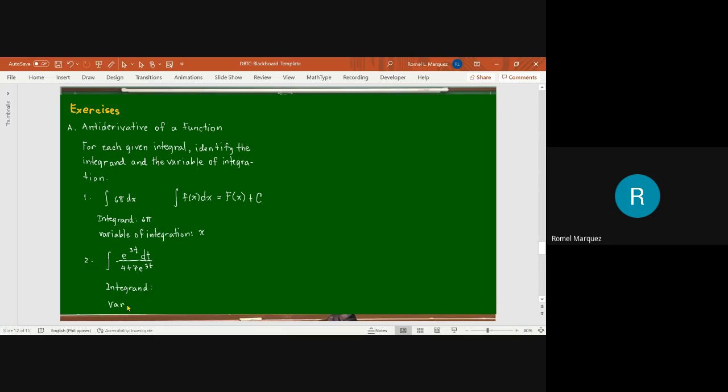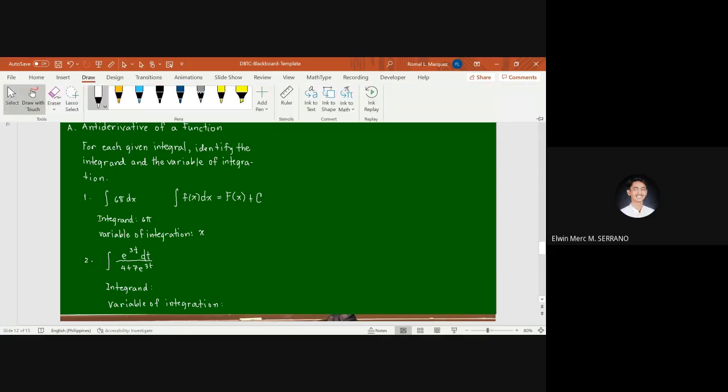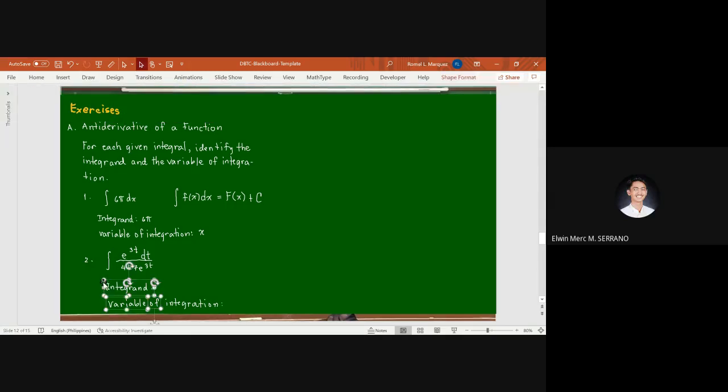The integral of e raised to the 3t over 4 plus 7 e raised to the 3t. So, the integrand is e raised to 3t all over 4 plus 7 e to the 3t. Is this what you mean? Yes. Very good. What about the variable of integration? T. Okay? So, did you get that, guys?